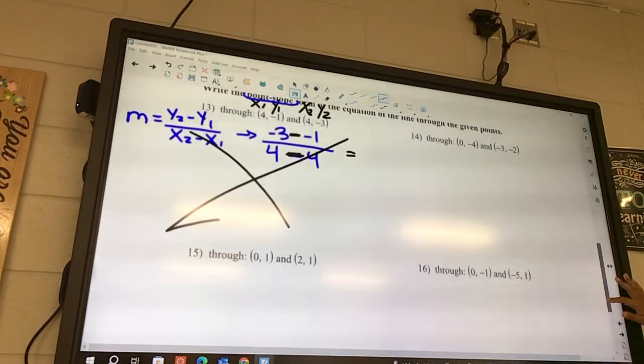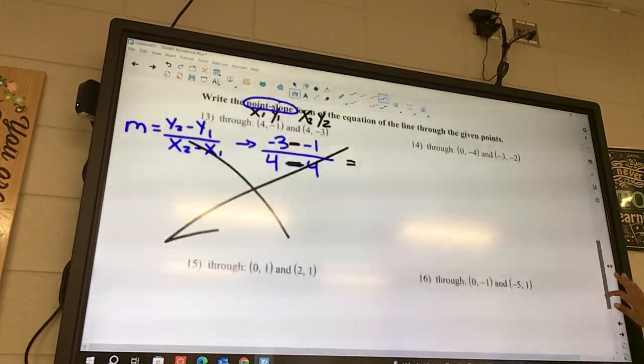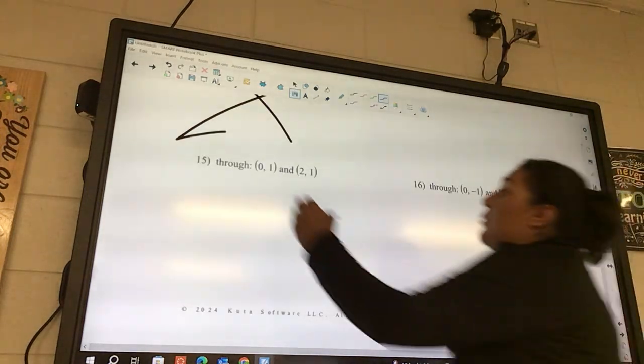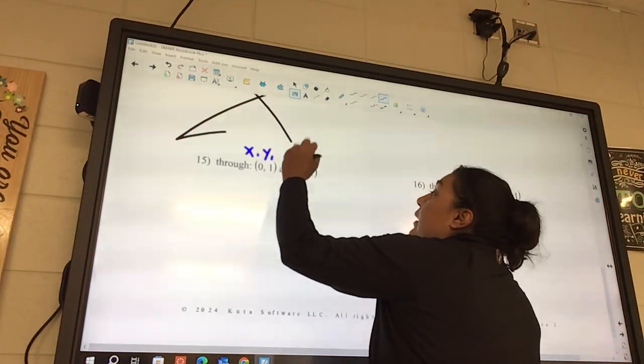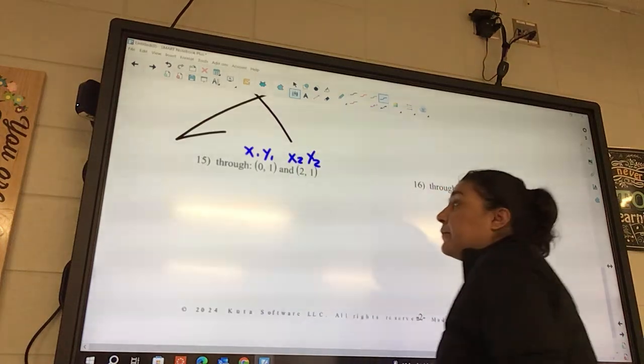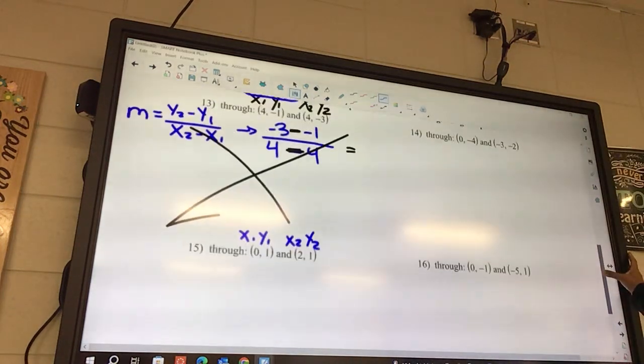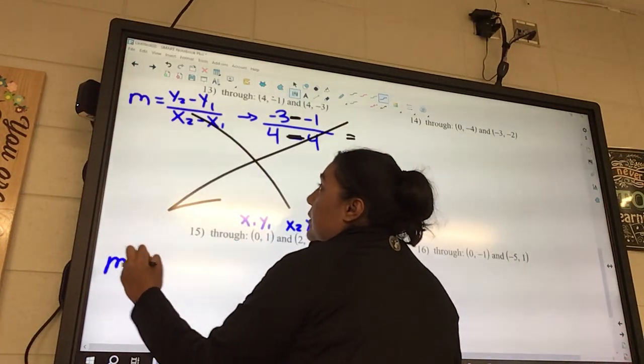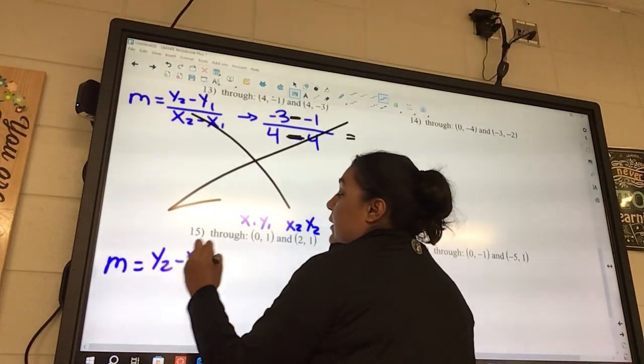Okay, so 15, we can kind of see they gave us 2 points and we didn't have a slope. So this one we have to find the slope and then we're able to put everything in just like you did earlier. So we're gonna say x1, y1, x2, y2. We're gonna use this formula, and I'm gonna write it down on this one just so we can kind of see.